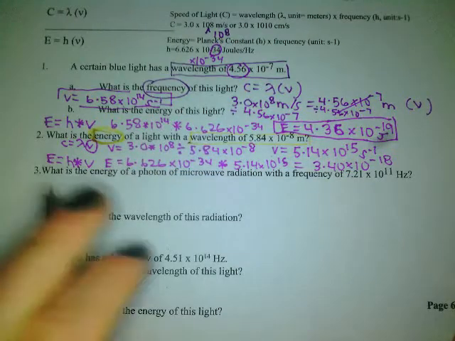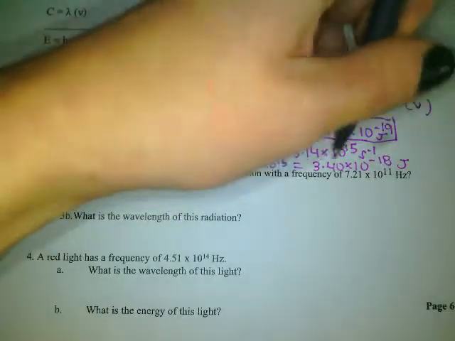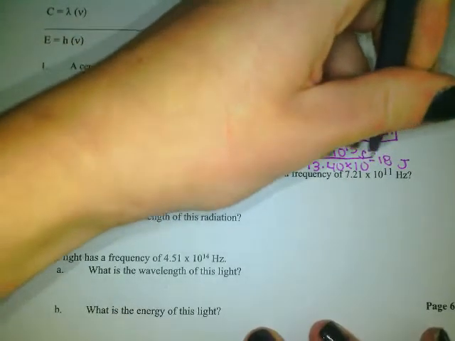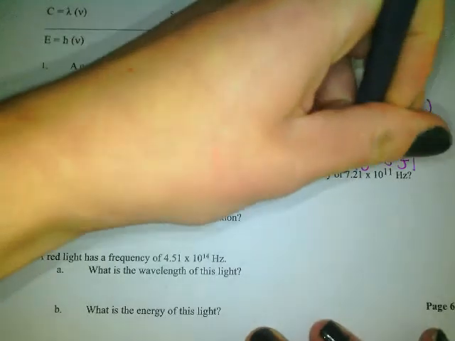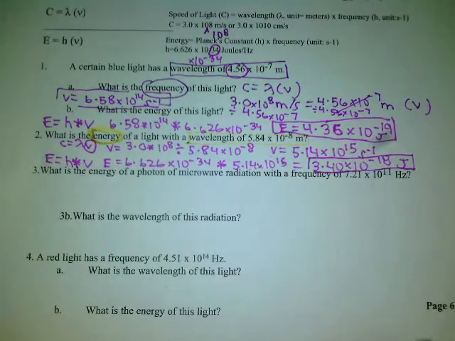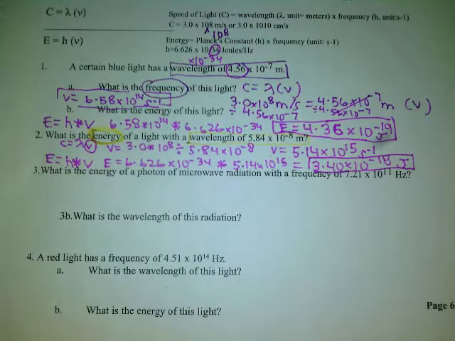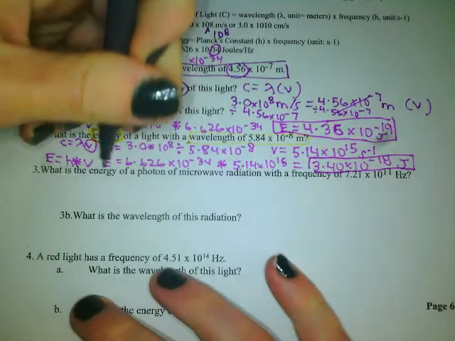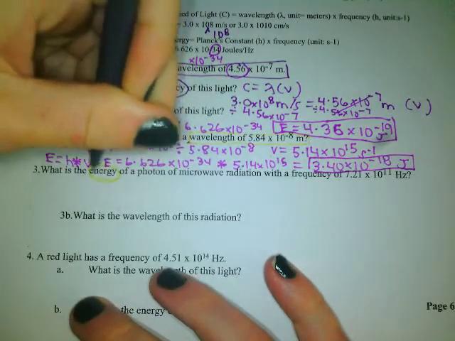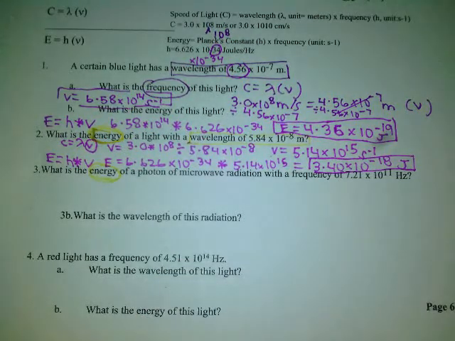Next one is asking what is the energy. So again, an E problem. What is the energy of a photon of microwave radiation with a frequency, here's my given, of 7.21 times 10 to the 11th hertz. So this one's set up a little bit differently because we actually can use this directly since we already have our frequency.